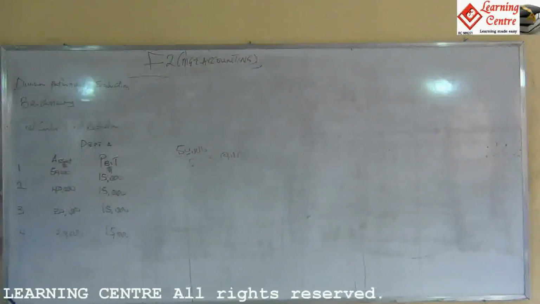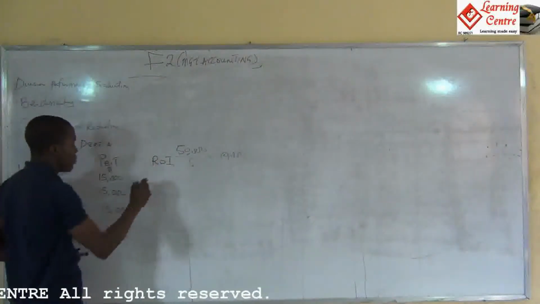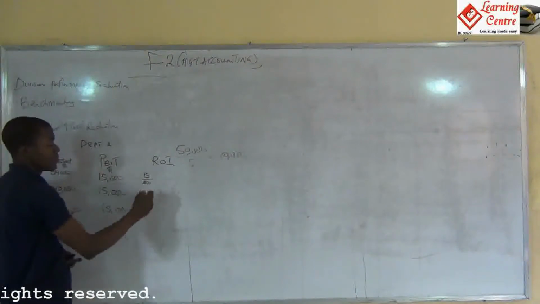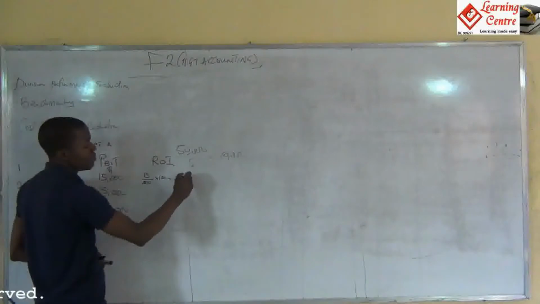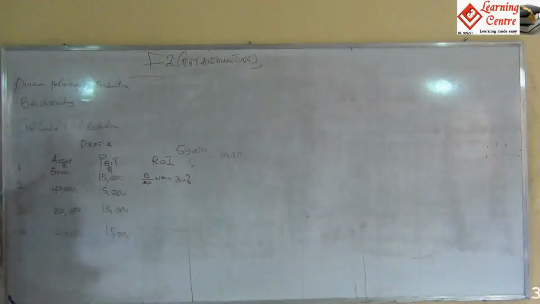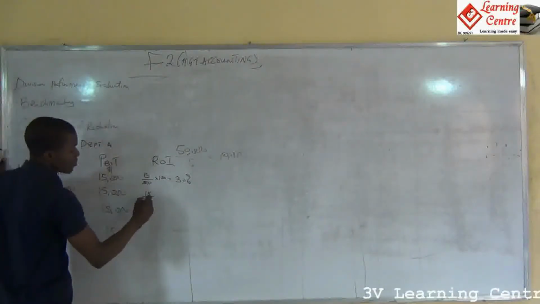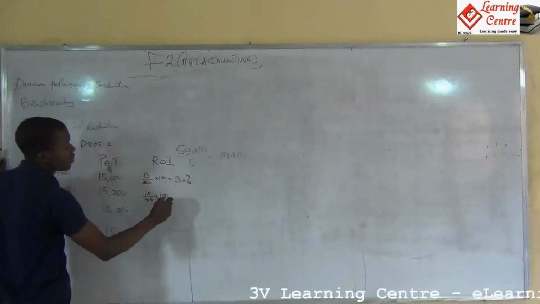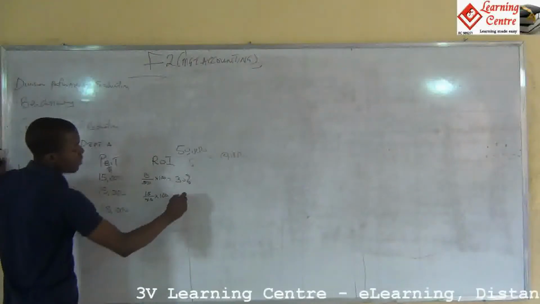Now let's calculate ROI based on this. ROI for year 1 will be what? 15,000 divided by 50 times 100, which equals 30%. Am I correct? Yes, sir. Then year 2 will be 15,000 divided by 40 times 100. What would that give us? 37.5, I mean.